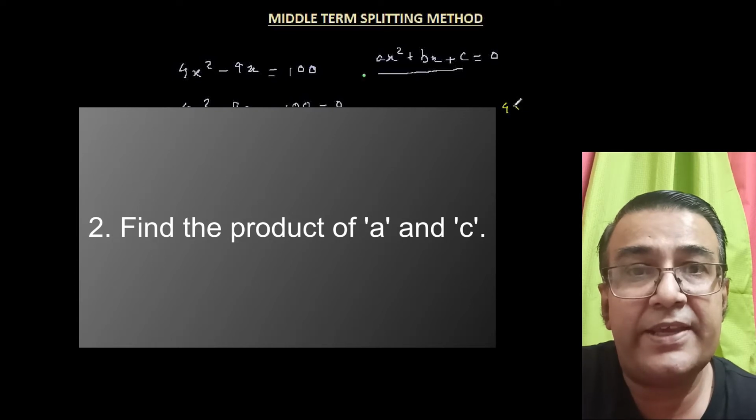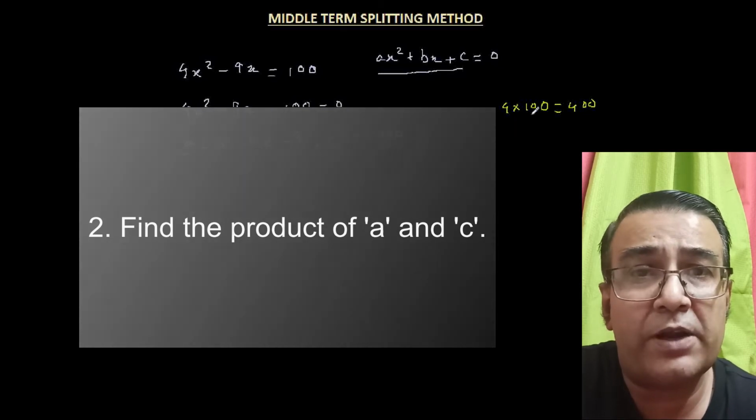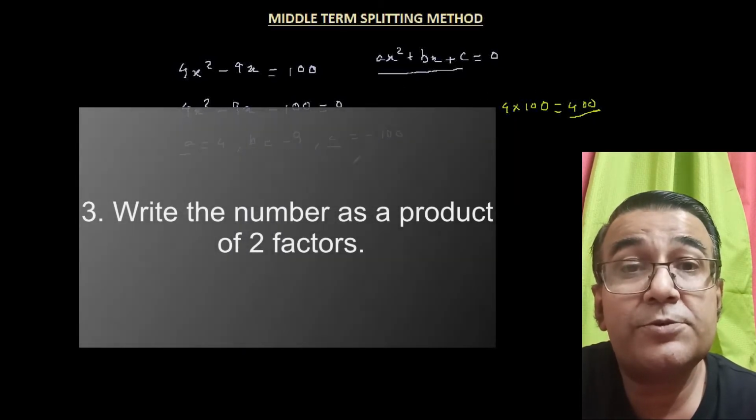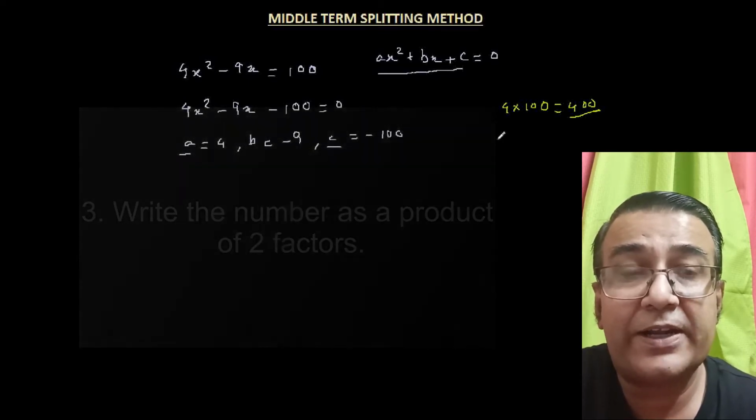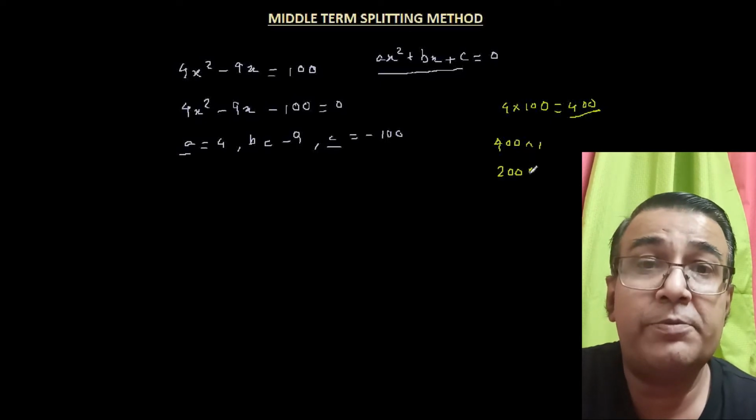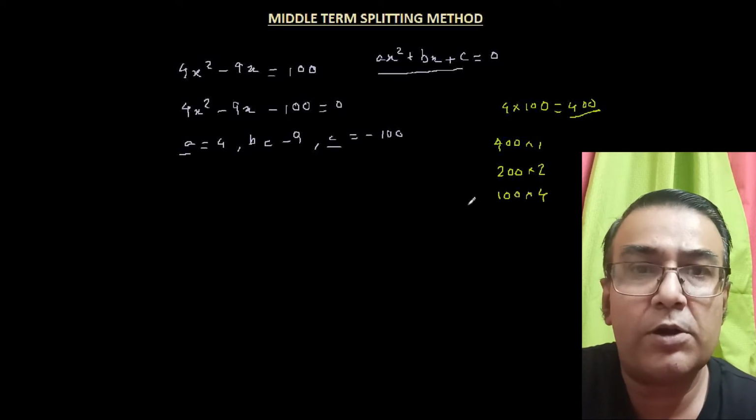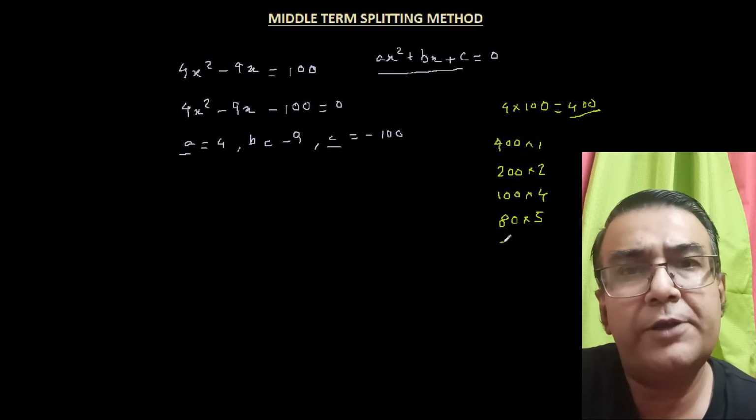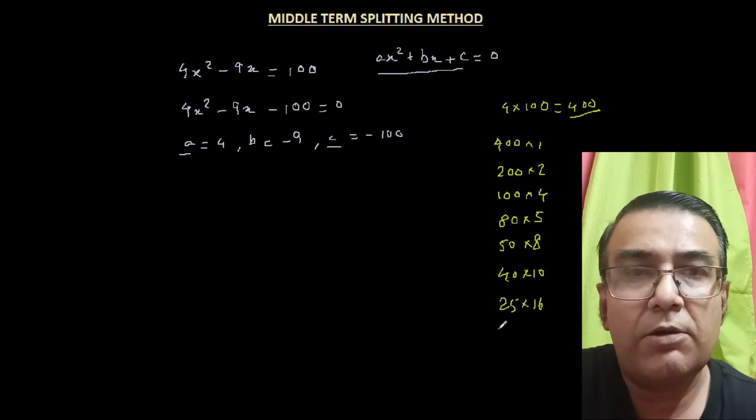The second step is to find the product of a and c. In this case, a is 4 and c is 100, so we ignore the signs here. It's just 4 into 100, which is equal to 400. The third step is to write this number as a product of two factors. So I'm going to list it down: 400 can be written as 400 times 1, or 200 times 2, or 100 times 4, or 80 times 5, or 50 times 8, or 40 times 10, or 25 times 16, or 20 times 20.